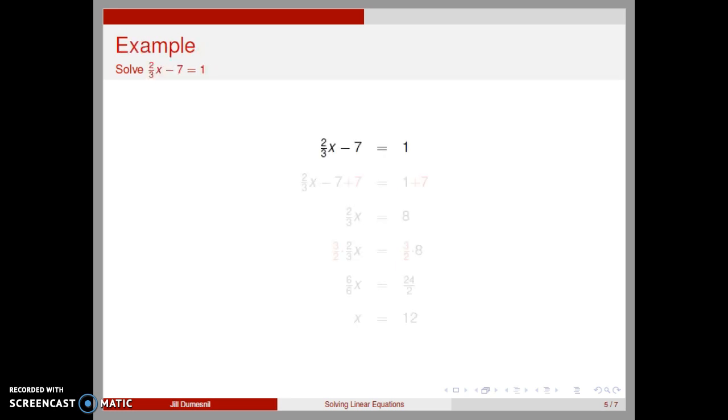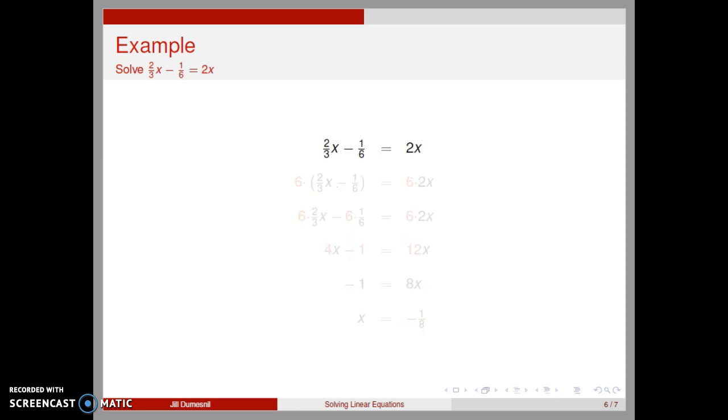Now let's solve 2/3 x minus 7 equals 1. We could add 7 to both sides, producing 2/3 x equals 8. Then multiplication by 3/2 on both sides yields that 6/6 times x equals 24/2, which simplifies to x equals 12.